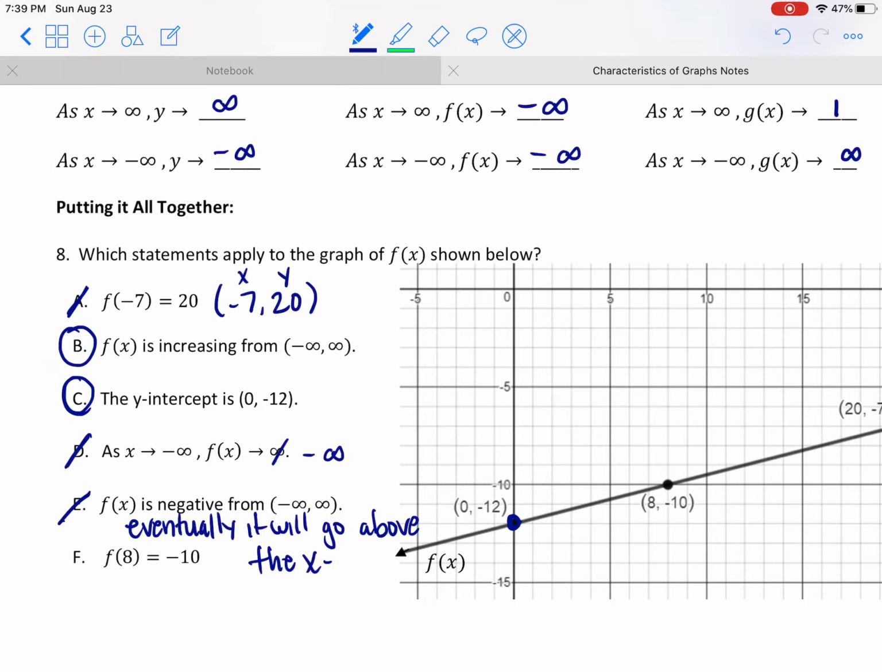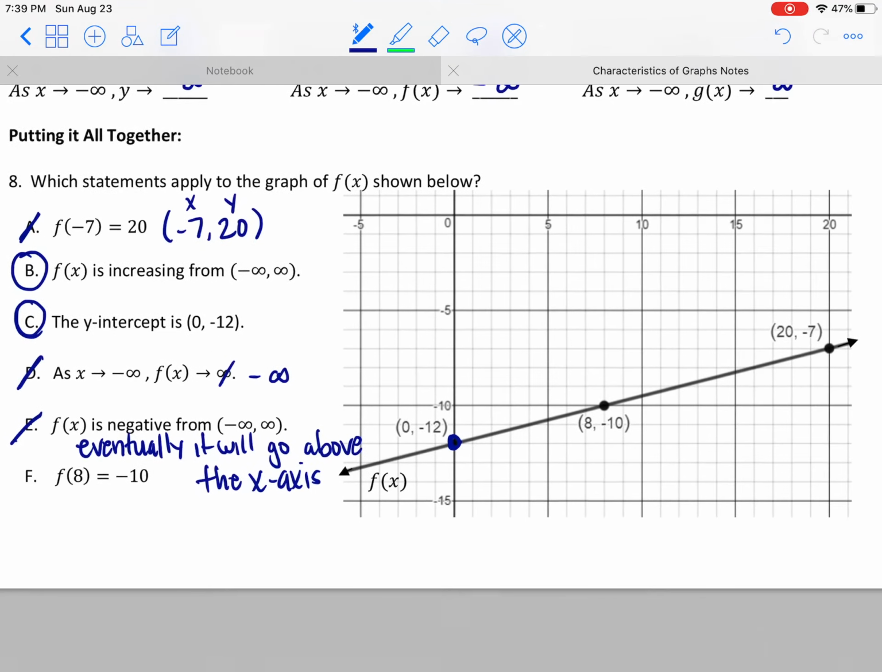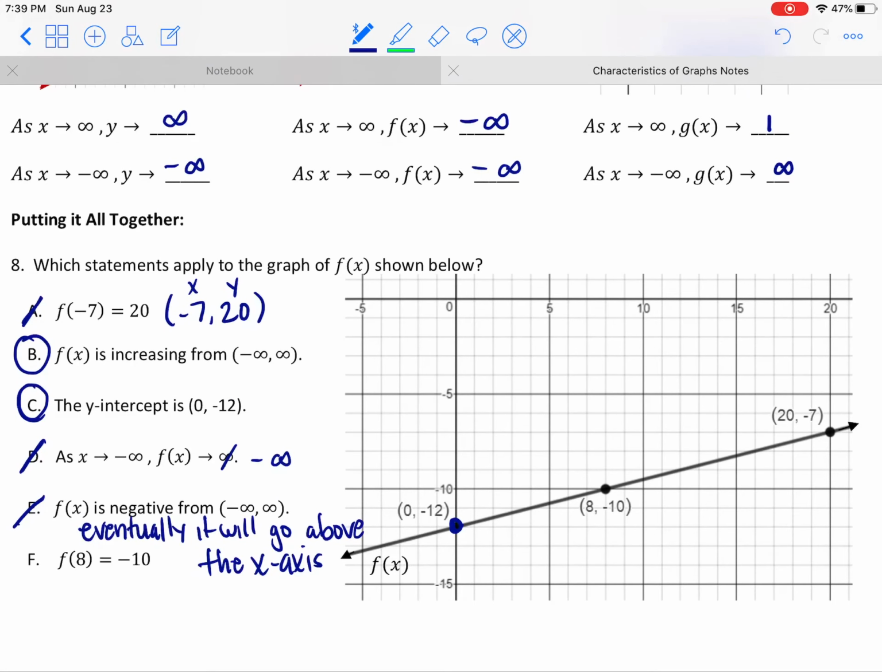And then the last one says f of 8 equals negative 10. That means we would be looking for a point at 8, negative 10 on our graph. And we can see here that that point does in fact exist on our graph. So we will choose f. So we're going to say this one is not on the graph. And this one is on the graph.